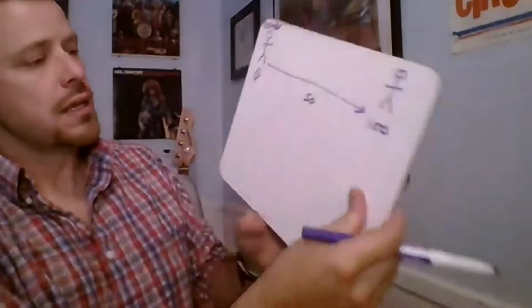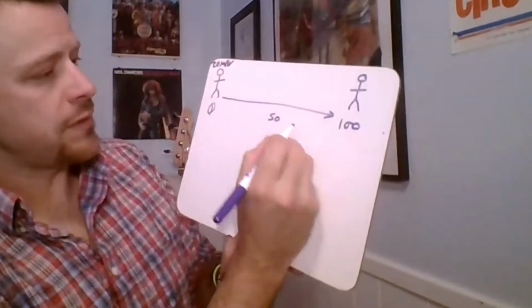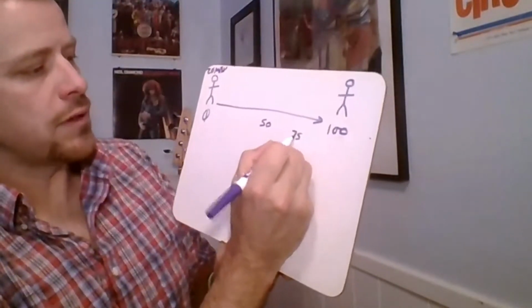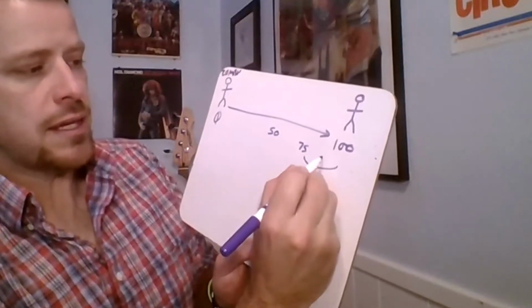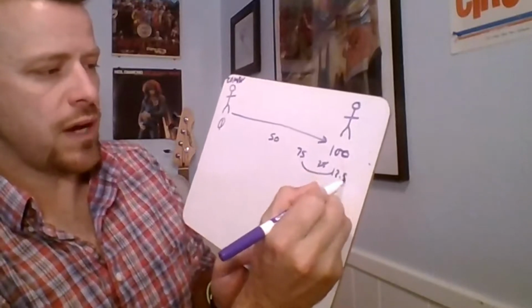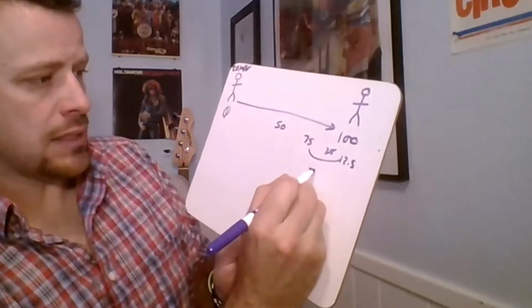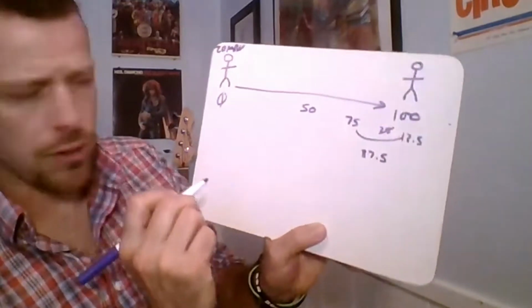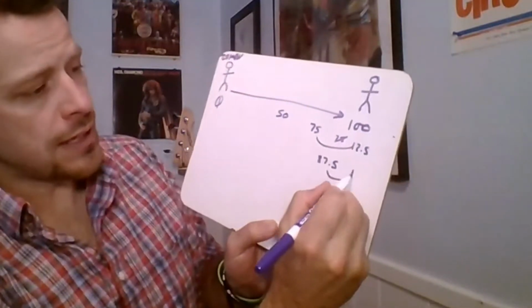What do I mean? Now he's at 50 to 100, what's half the distance there? 75, okay? What's half the distance of that? 25, half the distance of that is 12.5. So now I'm at 87.5. I hope my math is right here. You're still at 100 taking a nap.